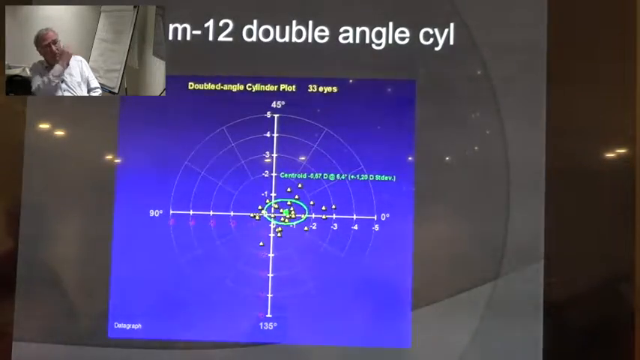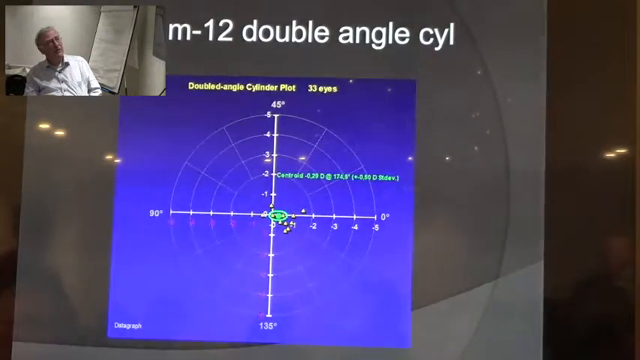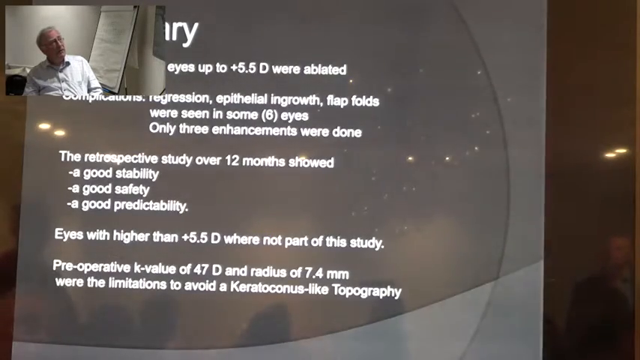Here it's a double angle cylinder plot. You see all the cylinders together. This is the preoperative situation. That is the situation after 1 month. And this is the situation after 1 year. There you can see that especially the cylinder correction will be quite stable. We have complications: regression, epithelial ingrowth, flap folds. The retrospective study showed quite good stability, safety and predictability.